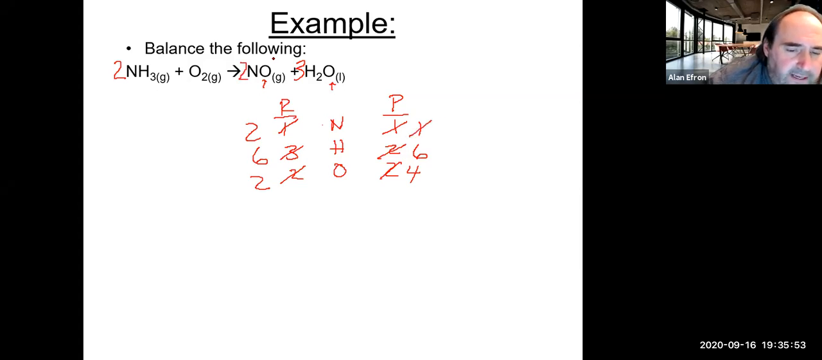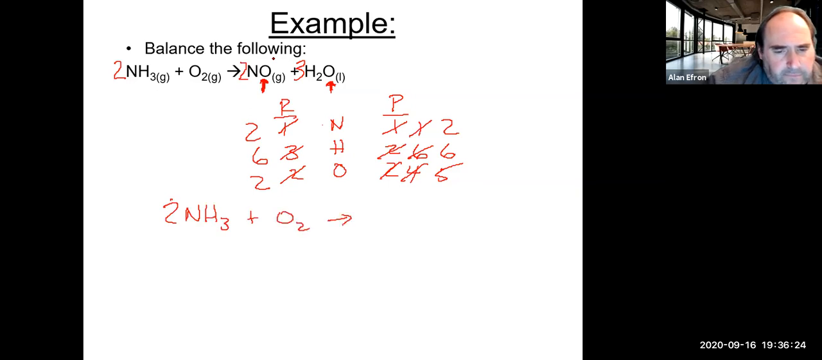When we put the 2 on the right-hand side to fix the nitrogen, gives us 2 nitrogens. Still got our 6 hydrogen. And in terms of oxygen, now we got 2 times 1 here, which is 2, and 3 times 1 here, which is 3. So that's 3 and 2, which is 5 at this point. So at this point, we do have something that looks like this. It is not balanced.